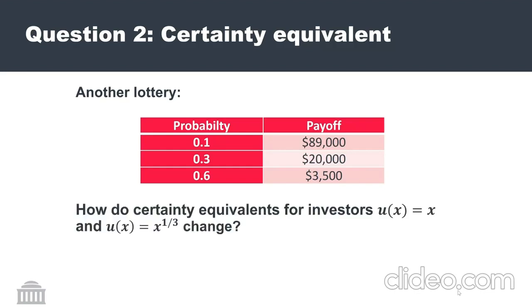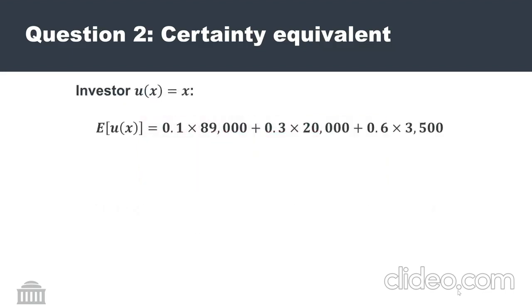What I want to understand here is how the certainty equivalents change for investor A, the one with the linear utility function, and for investor C, this was the one who was the most risk averse here. Let's start with investor A. So first we compute the expected utility that this investor gets from this lottery. So this would be 17,000. This is by construction. I constructed this lottery to be as such.